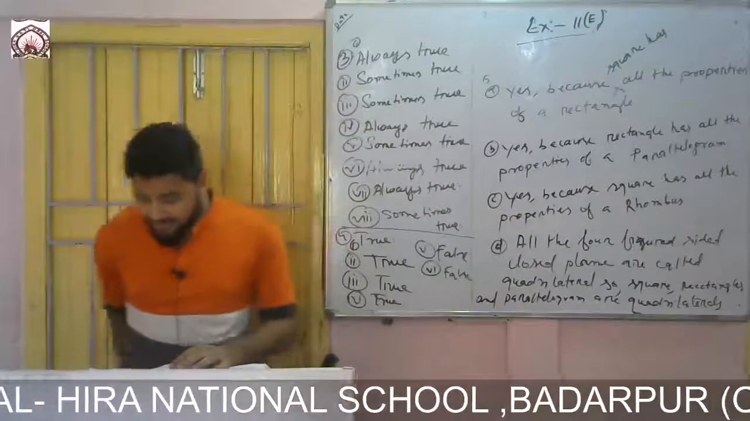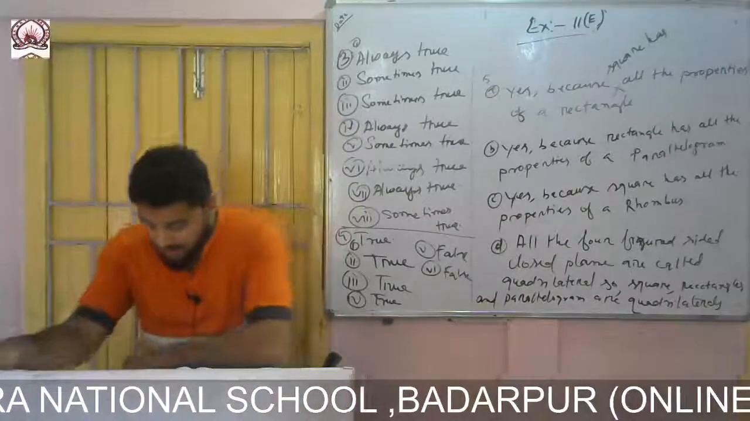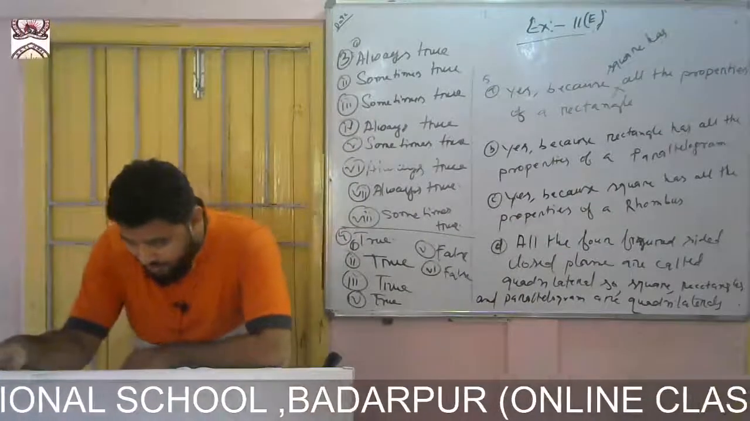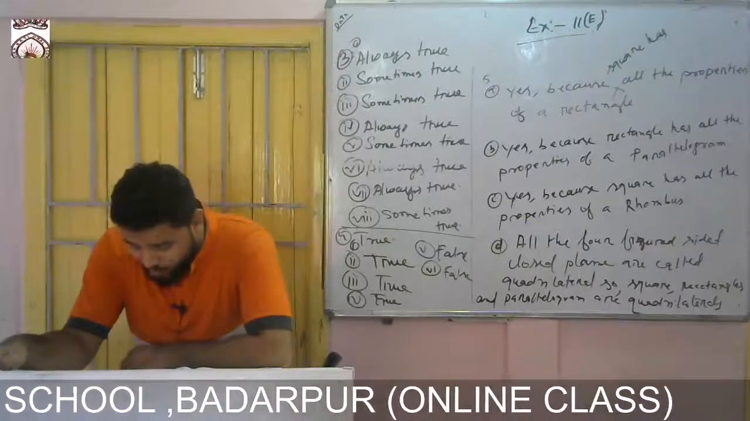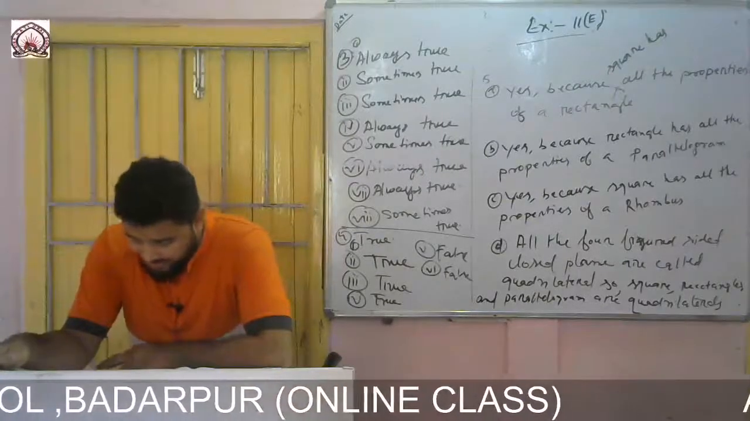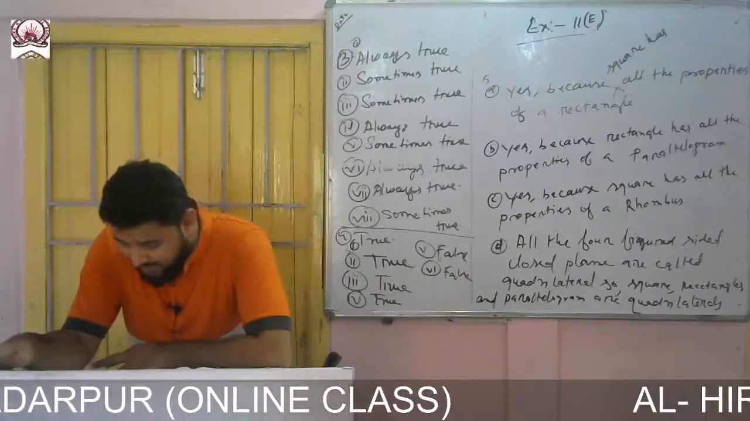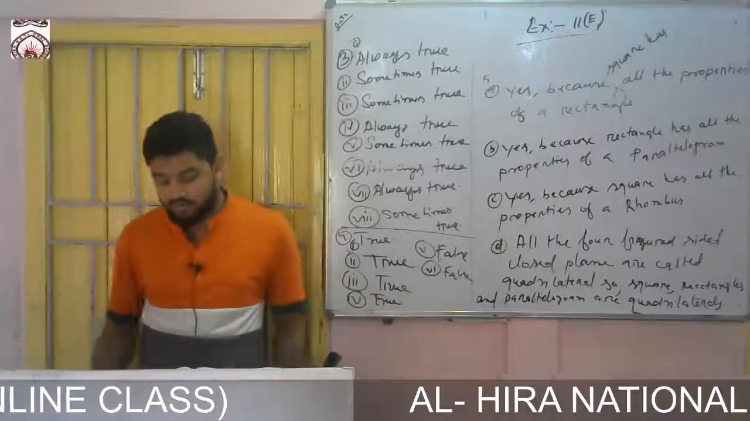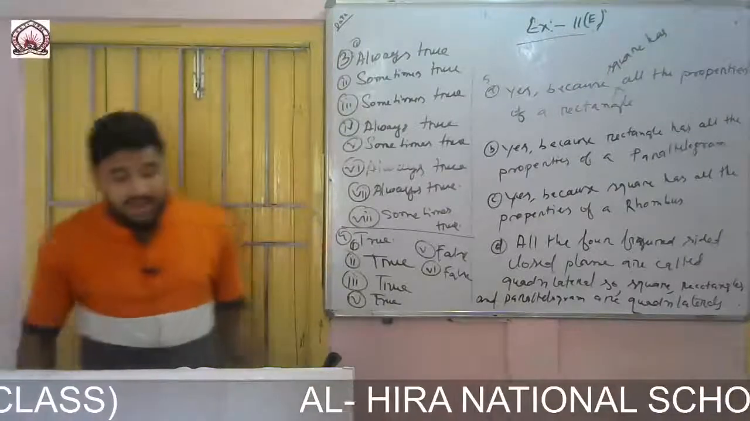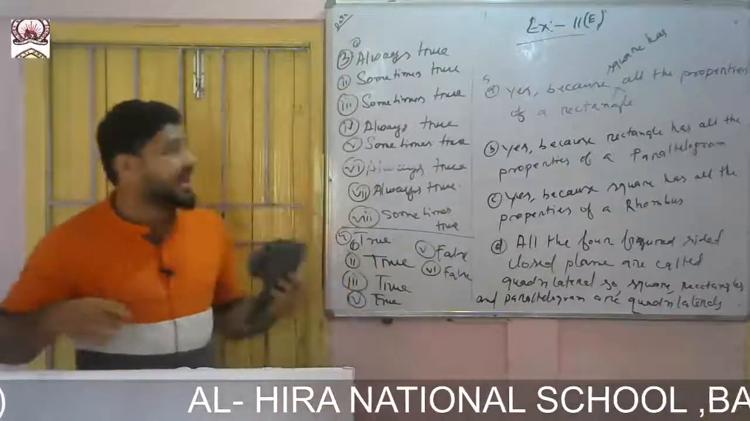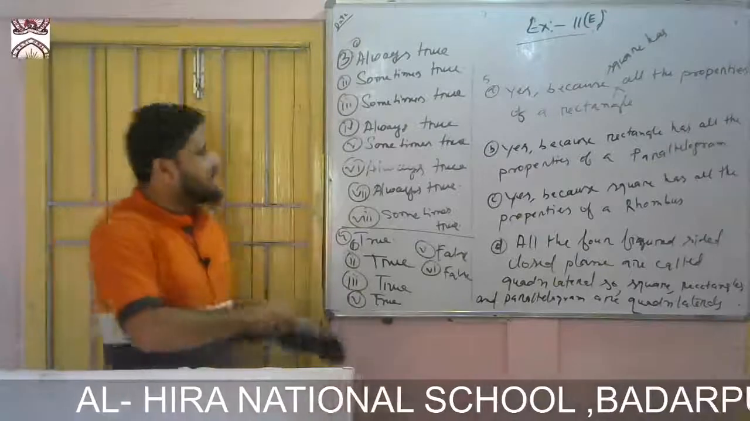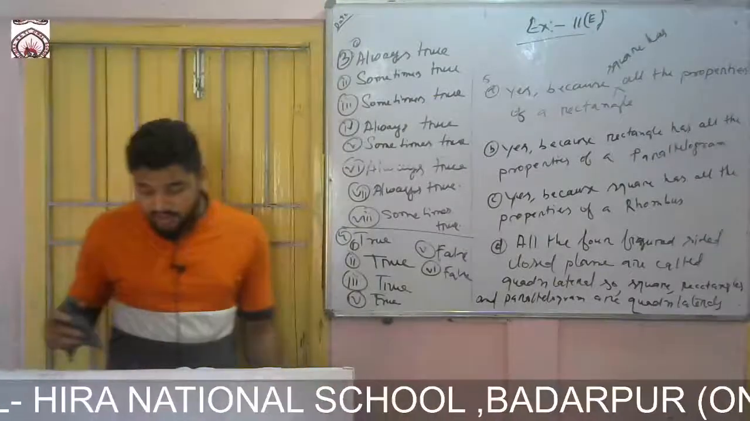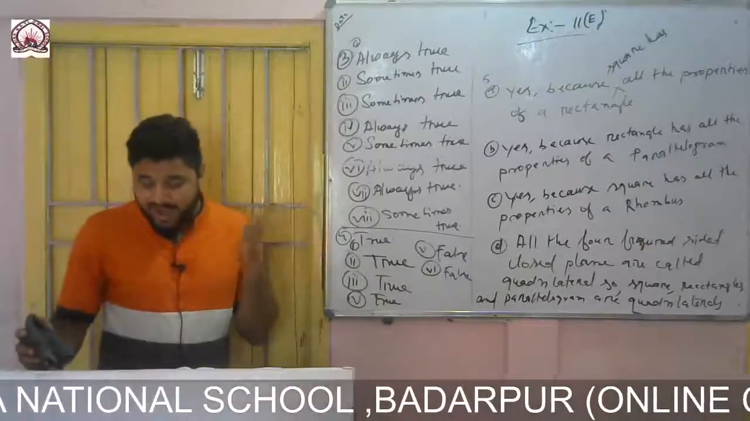Now come to higher order thinking skill, question number 10. The diagonals of a quadrilateral divide it into two isosceles right triangles. Name the quadrilateral.